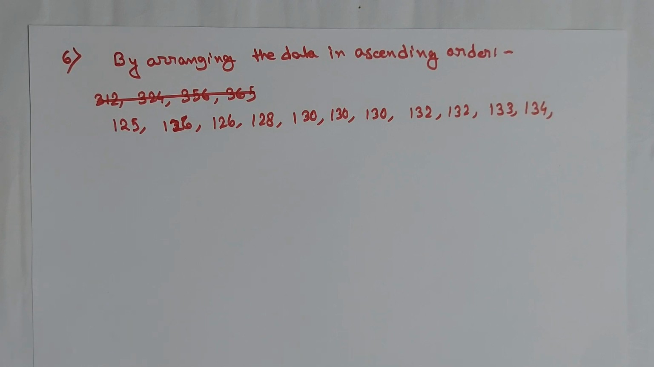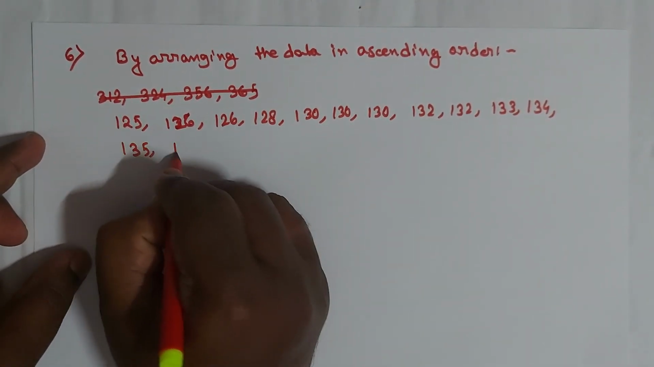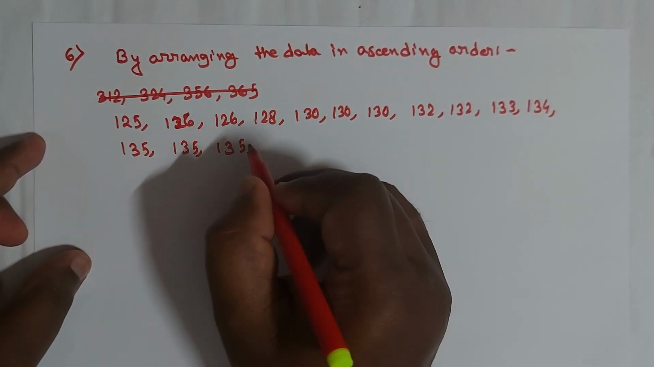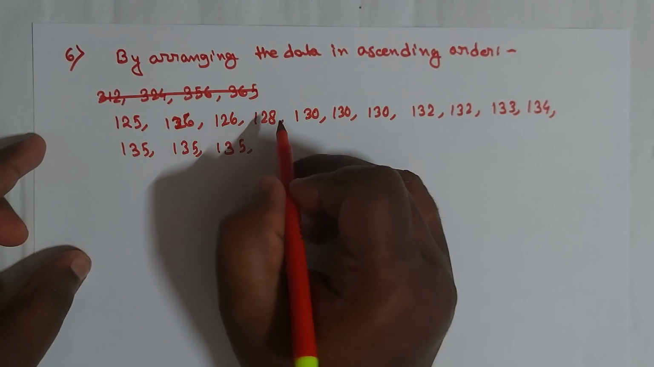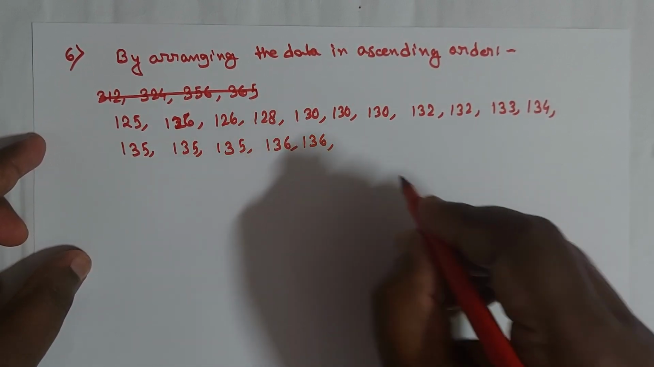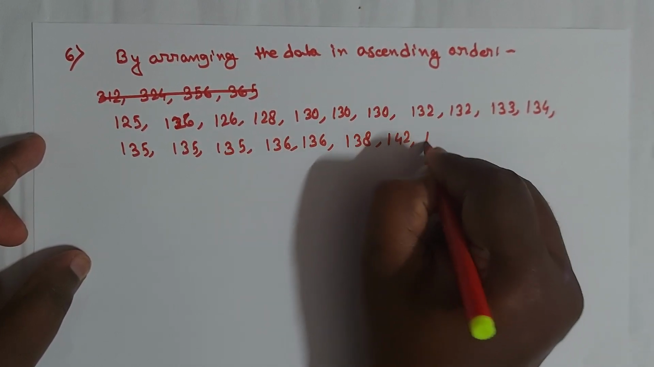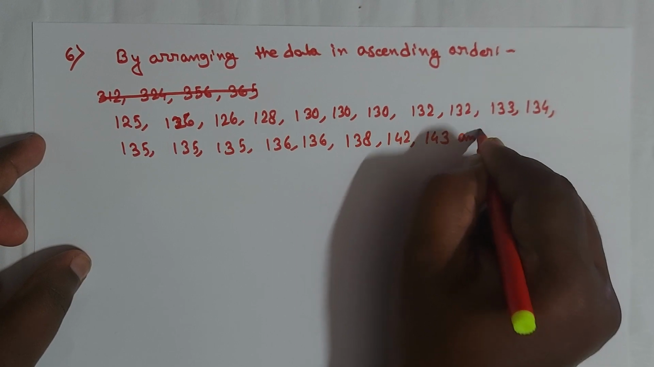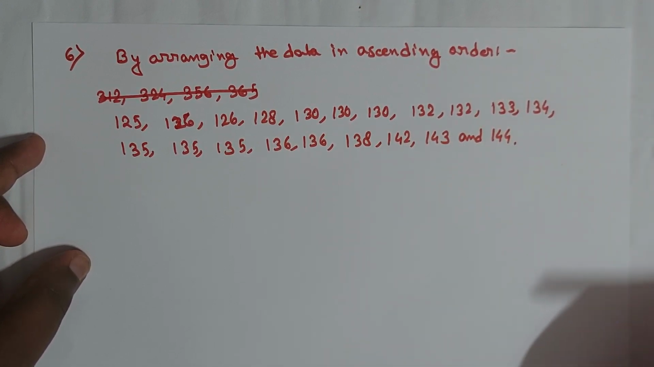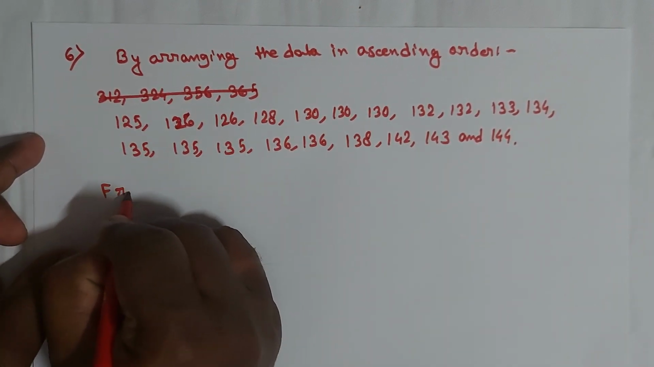Then 135 is 3 times, 135, 135, 135. Next is 136 is 2 times, 136, 136, then 138, then 142, 143 and 144. Now we will prepare the frequency distribution table.